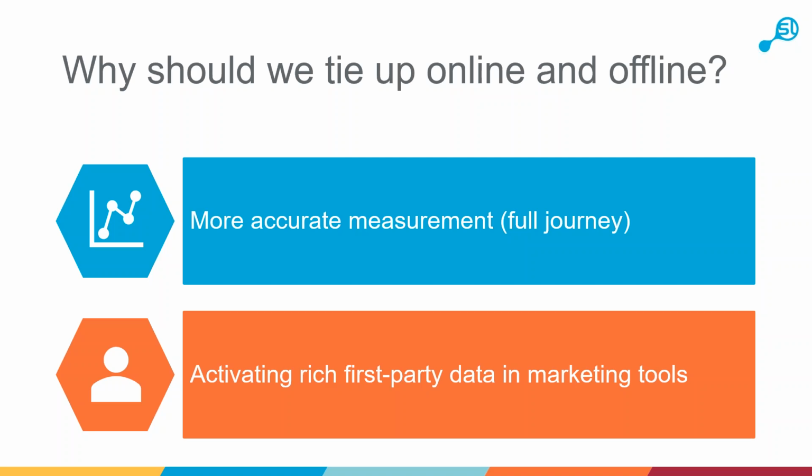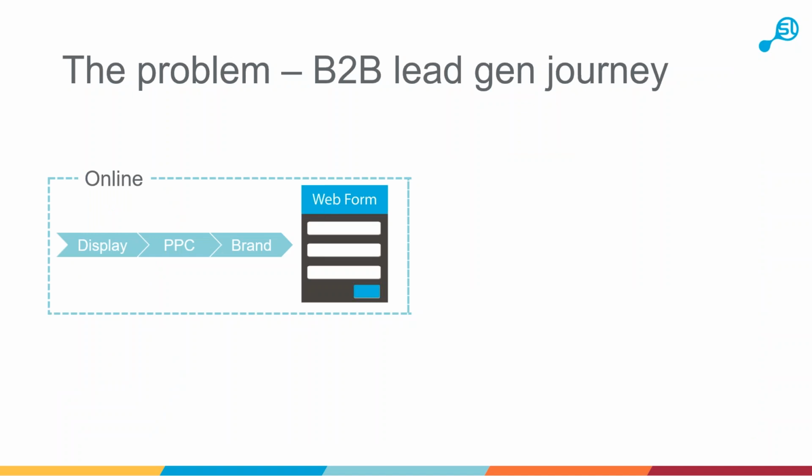Primarily it's all about the more accurate measurement of the full journey and being able to attribute the correct value to activities that you're undertaking online when there are offline interactions that we don't know about. The second part of it is about activating the rich first-party data that you might have against your customers in your CRM, and using that first-party data to market to customers and prospective customers better. So first of all, I'm going to talk through a couple of problems.